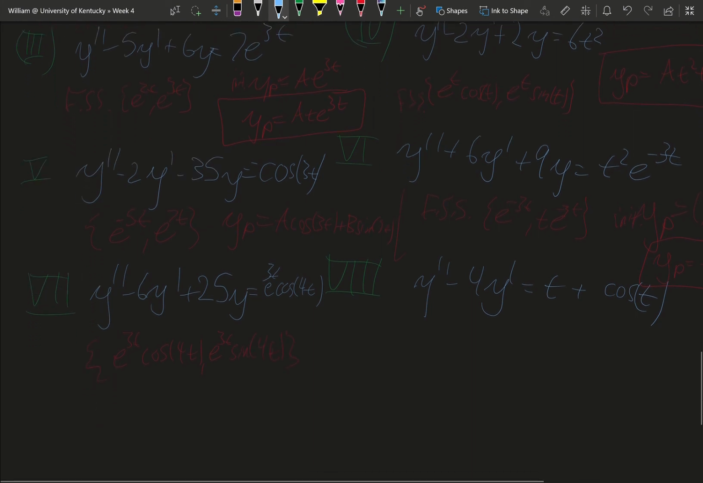The fundamental set of solutions here also totally overlaps. So our final guess is going to be t times that. So we have t times a e to the 3t cosine of 4t plus b e to the 3t sine of 4t.